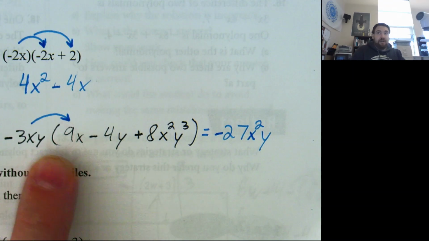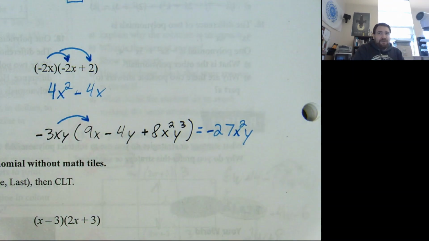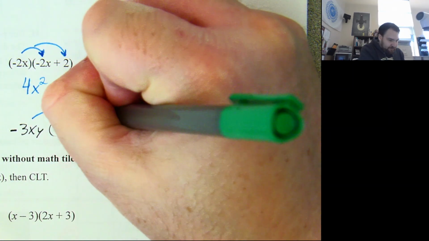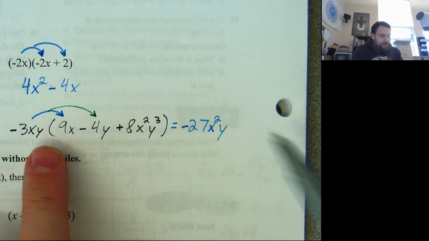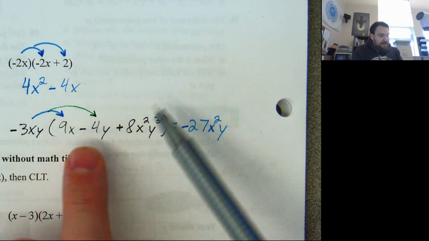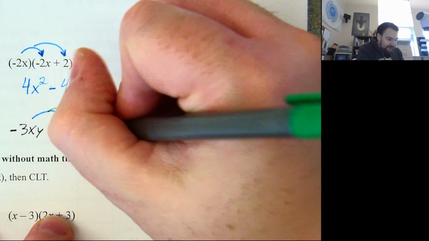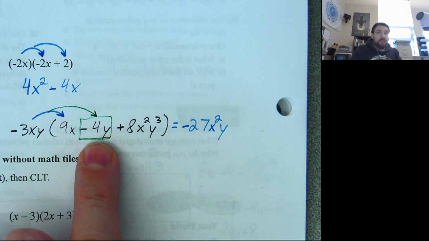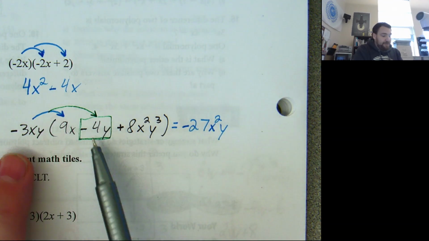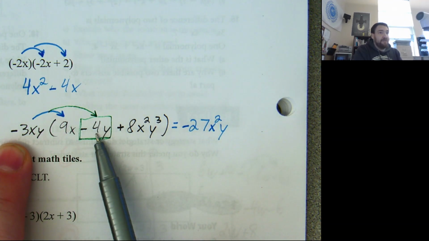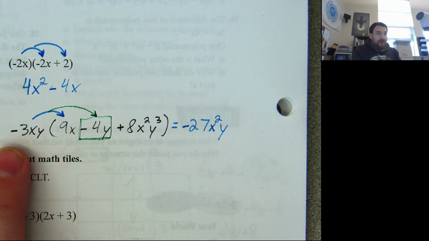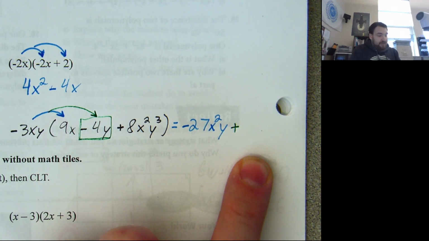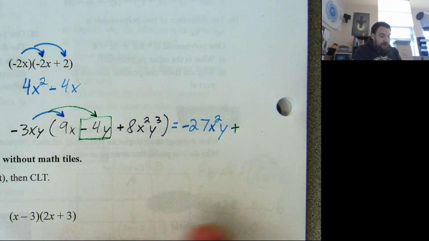I'm going to grab another color. Maybe it helps to do it in different colors, but you guys often don't have different colors. So we're going to distribute it onto this guy now. My negative 3xy times negative 4y. I have to include the sign out front. And I'm just going to do it piece by piece. Negative 3 times negative 4 is? And I want you to say positive 12, because that plus sign needs to go in there. So negative 3 times negative 4 is positive 12.